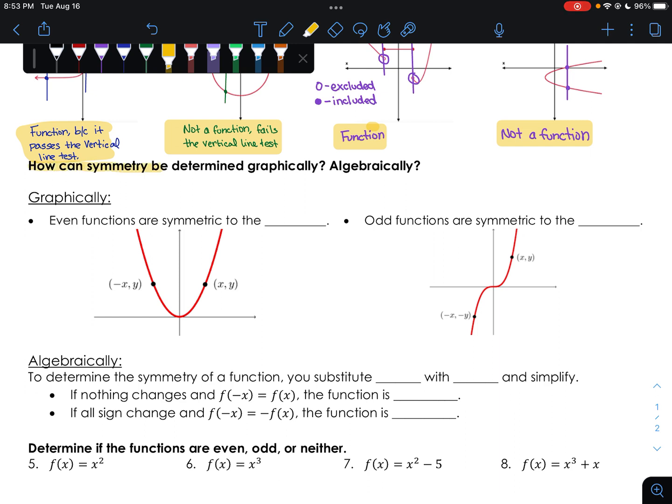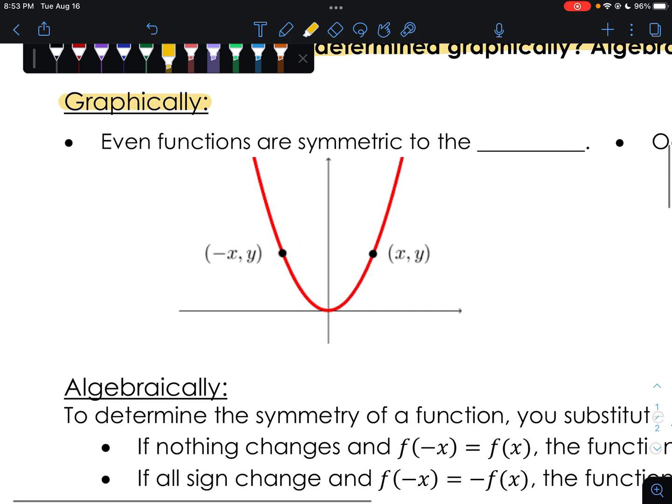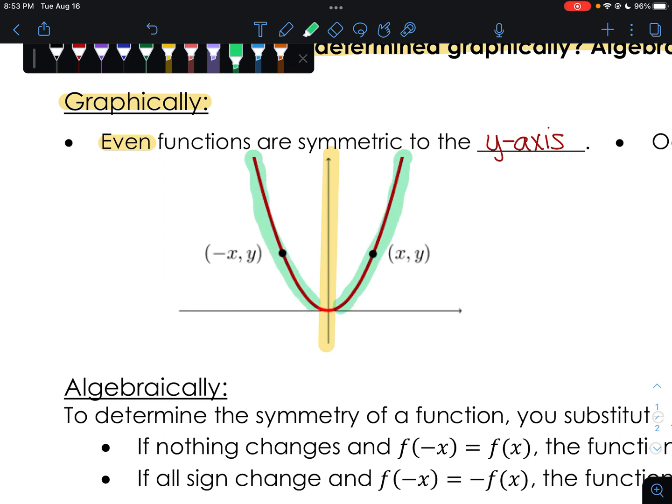Next thing we're going to talk about is symmetry. So how can symmetry be determined graphically and how can it be determined algebraically? We're going to start by talking about graphically. So graphically, we're going to look at the symmetry of the graph. What that looks like is if it is an even function, that is symmetric to the y-axis. Meaning if I fold it in half along this y-axis, everything on this left side right here is going to match everything on the right side.